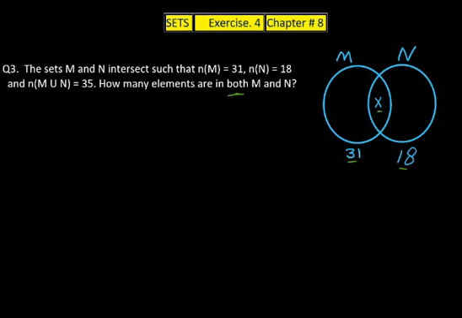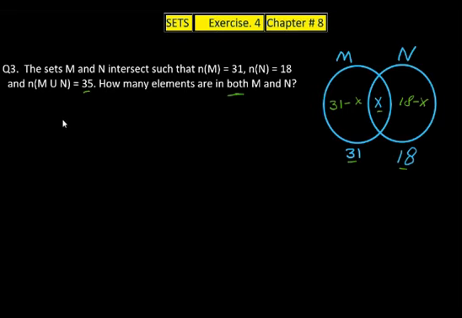So before we solve for x, we have three segments once again. Let's fill them out, because the total number of m is 31. If you subtract x from it, this portion will be left with 31 minus x, and we know that n is 18. So if you take x out of 18, it will be left with 18 minus x. Right now, to solve it, we know the total number of elements is 35. It means that if you add these three segments, that will be equal to 35.